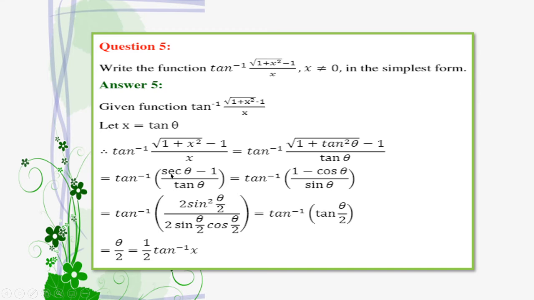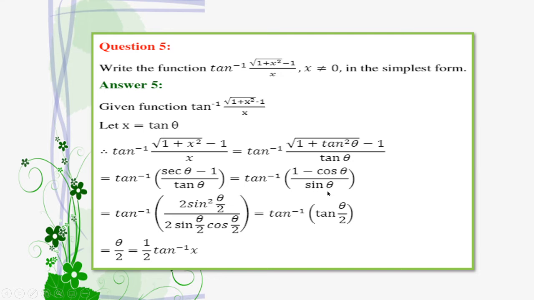Now we can write down the reciprocal ratio. What is sec theta? We can write it as 1 upon cos theta minus 1, and tan theta can also be written as sin theta upon cos theta. Take the LCM and simplify. We will get 1 minus cos theta upon sin theta. Cos in the denominator will cancel out. Now 1 minus cos theta, again this is a formula, we can write as 2 sin square theta by 2.